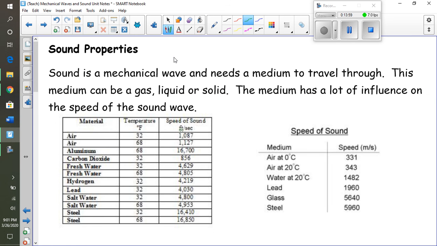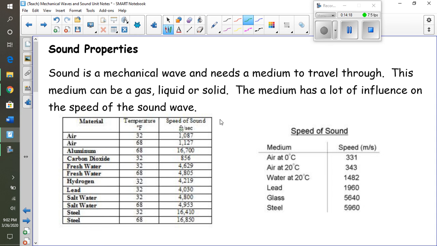Sound is a mechanical wave, so it needs a medium to travel through. That medium, though, can be gas, liquid, or solid. It's kind of weird thinking about sound traveling through solids, but it does. Sound is a compression wave through a medium.